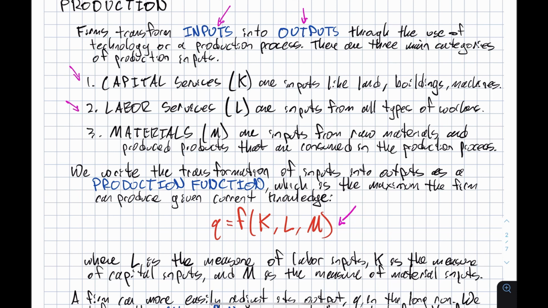We also have labor inputs. This is really just everything coming from workers. So if it's something that a human is doing, then that's a labor service. And this can be at every level of human input in a firm. Everything from someone working behind a counter to the CEO. These are all labor services. And lastly, I just wanted to note this here. Materials are the raw inputs.